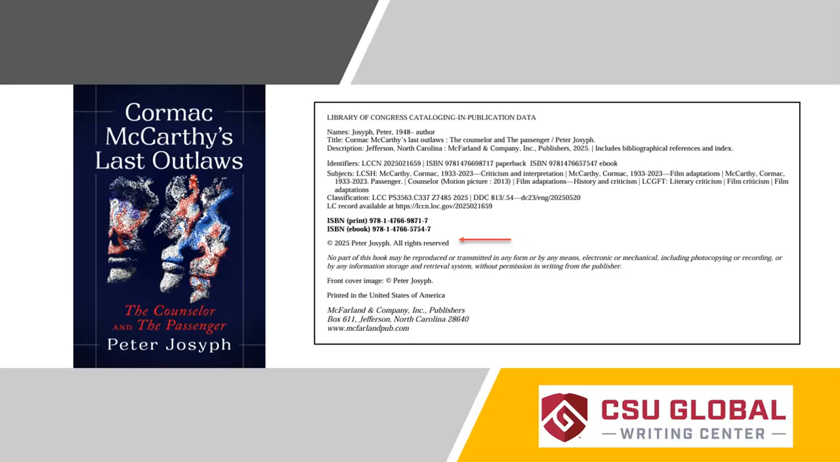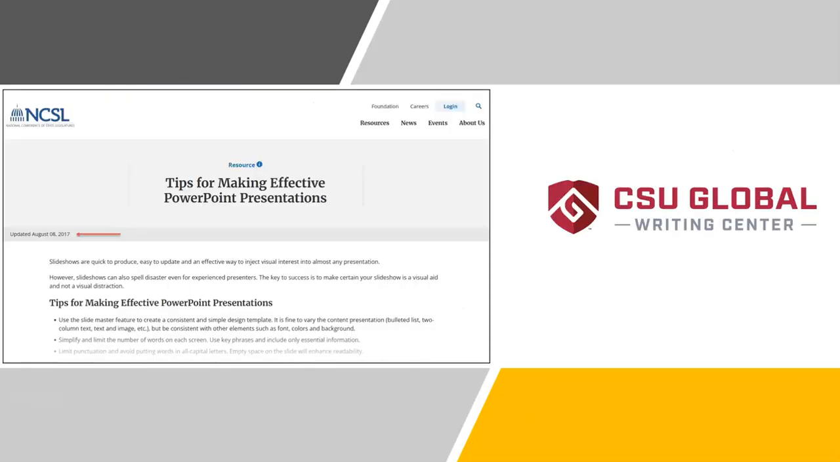However, publication years are pretty easy to find when you're using a journal article or book, like this example found on the copyright page of a book by Peter Joseph. But sometimes dates can be difficult to find on web sources that don't include a publication date, or there might be multiple dates on a single page. This one, for example, has an updated date of August 8th, 2017.